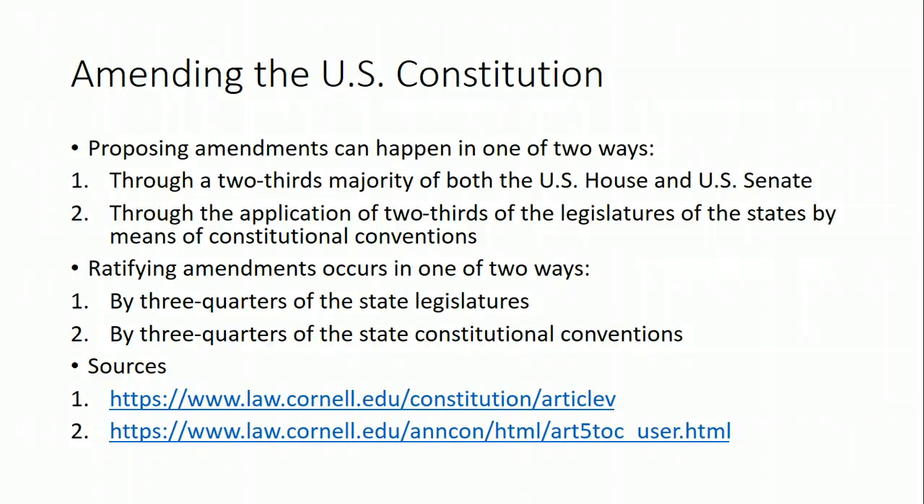Ratifying amendments can occur in one of two ways: by 3/4 of the state legislatures, or by 3/4 of the state constitutional conventions if a constitutional convention is called. The quick way to remember this is proposing requires 2/3, ratifying requires 3/4.